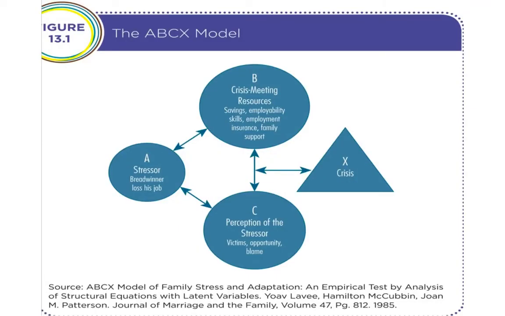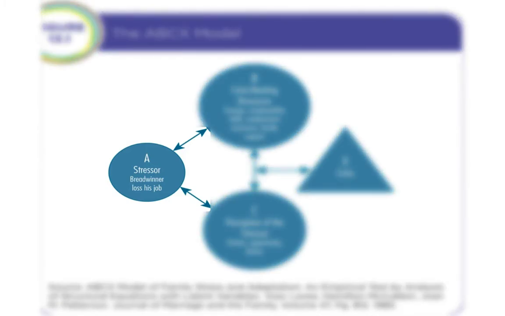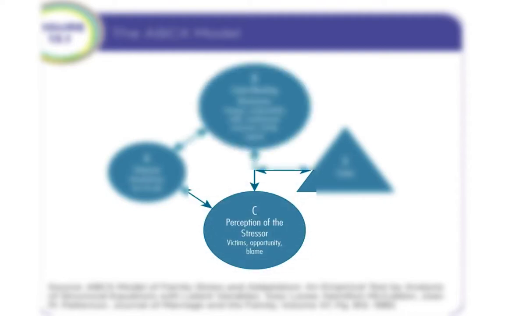Now, what you're seeing here is the ABX model, and it looks fairly straightforward, and it is. The ABC model explains how families respond to stressors based on the resources they have and how they perceive the stressor. This model came out of Reuben Hill's work in 1958, which proposed what he called the ABX model as a response to a new problem, where A refers to the stressor event, B refers to the impact of the stressor on the family resources, and C refers to the way the family members view the stressing event.